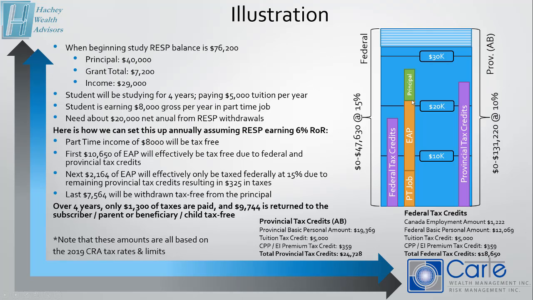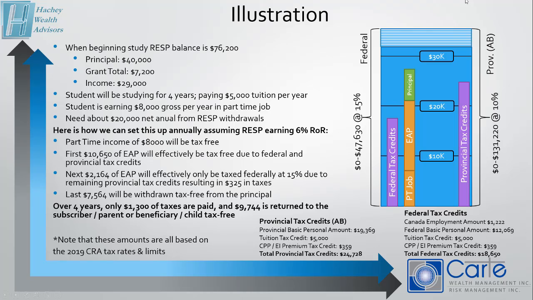Now, this is an interesting situation because this additional amount of EAP is exceeding the federal tax credits, but it's not exceeding the provincial tax credits. Therefore, there will be no provincial taxes paid on that portion of the EAP. However, since we've run out of federal tax credits, federal taxes will be applied on that amount. Now, if you look at $2,164 taxed at 15%, that's about $325 in taxes in total.